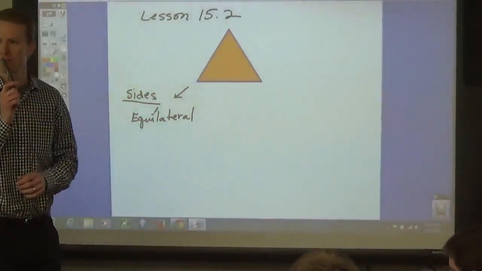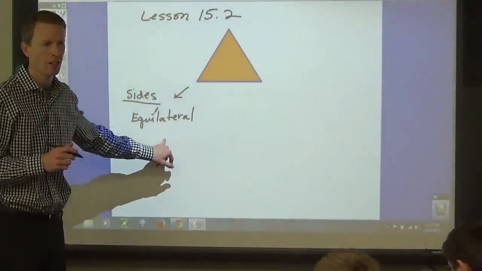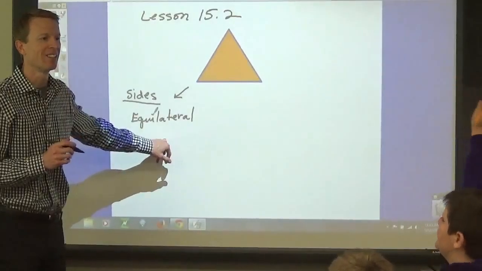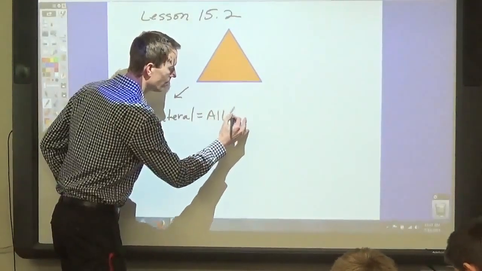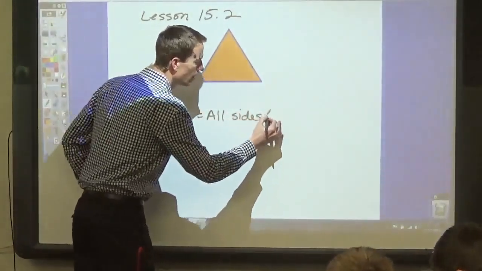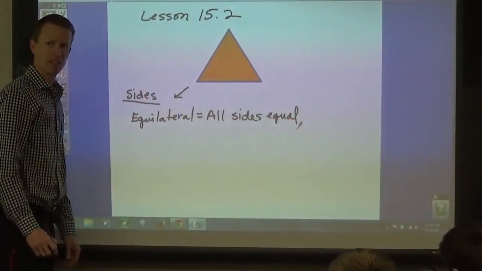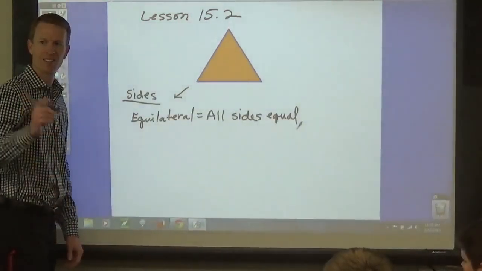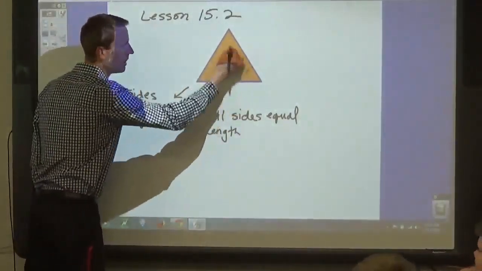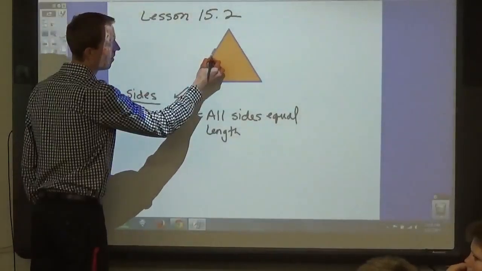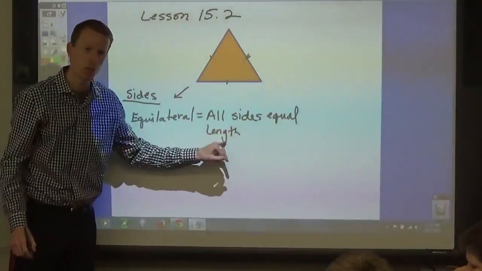Okay? Hey, listen. What does equilateral mean? It means it has equal sides. It means that all the sides are equal. All sides are equal what? Equal length. Yes. So we're not talking about the angles yet. We're talking about the side length. Okay? If it's an equilateral triangle, that means all the sides are equal length.